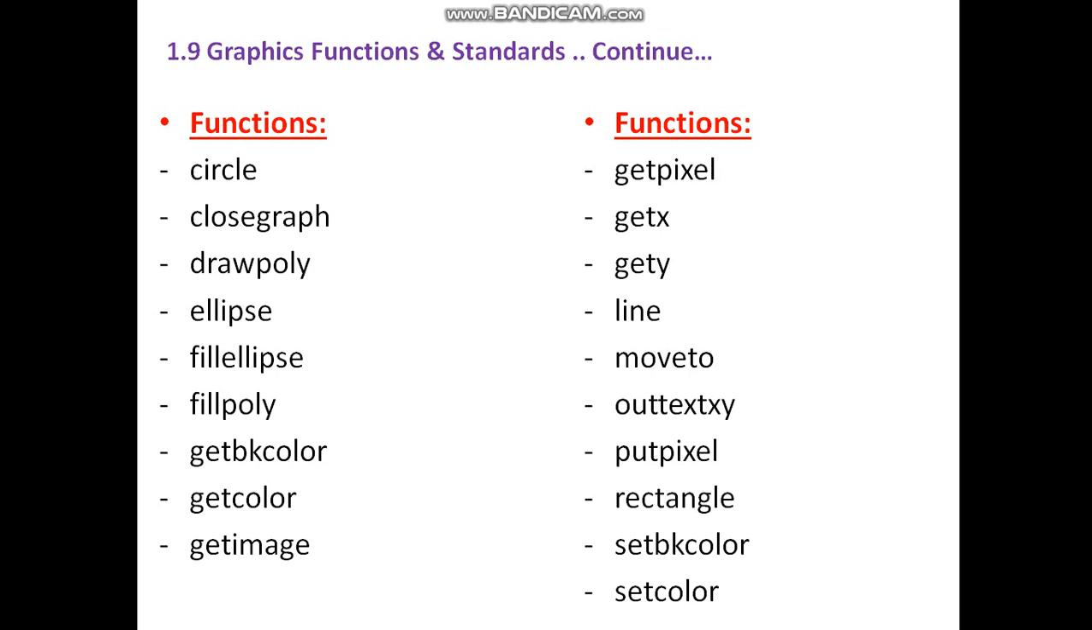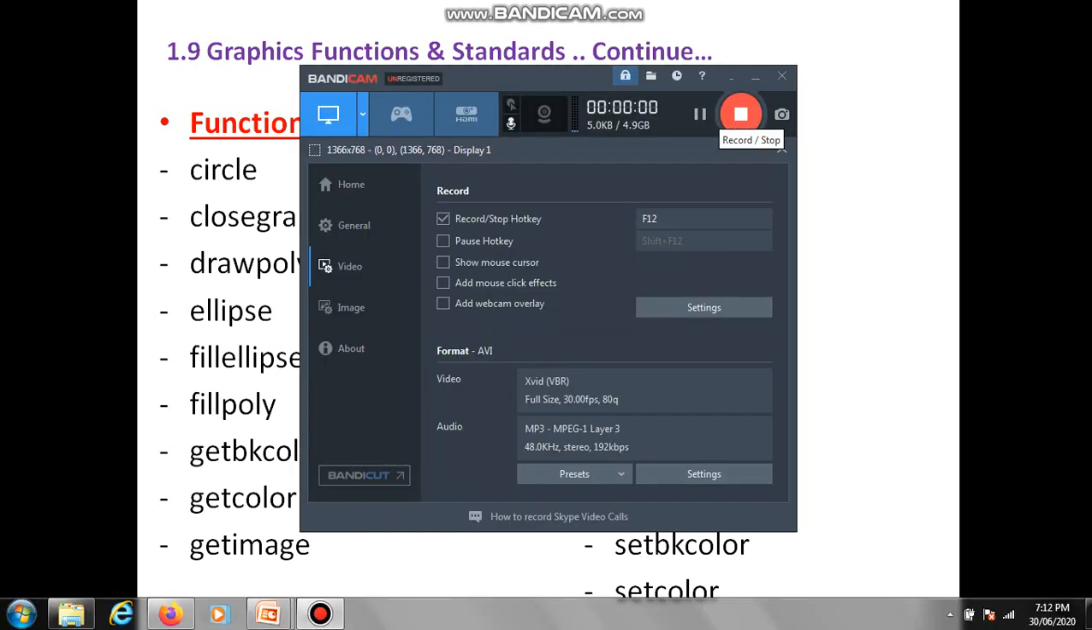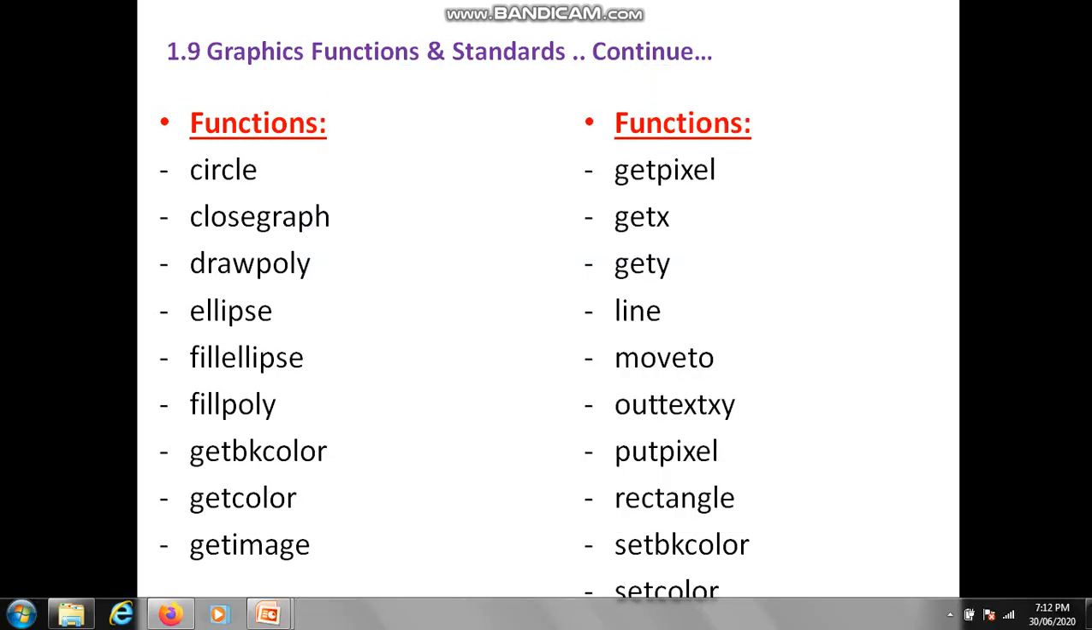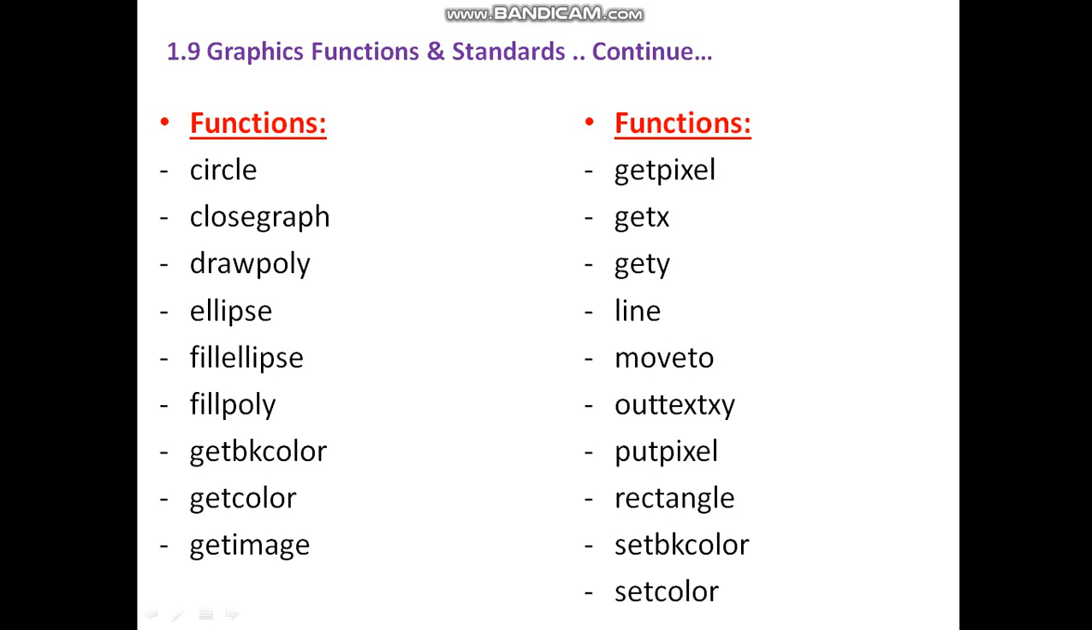Then the next one is fillpoly. Fillpoly fills using the current fill pattern and color, which can be changed using setfillstyle. The syntax is void fillpoly, and the parameters are int num, int asterisk polypoints.